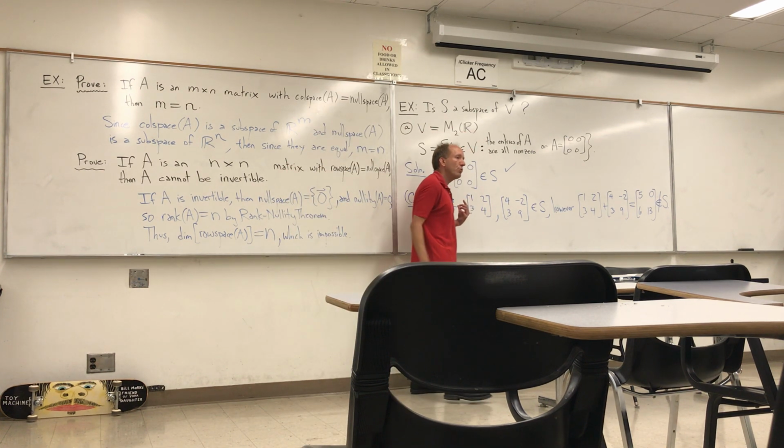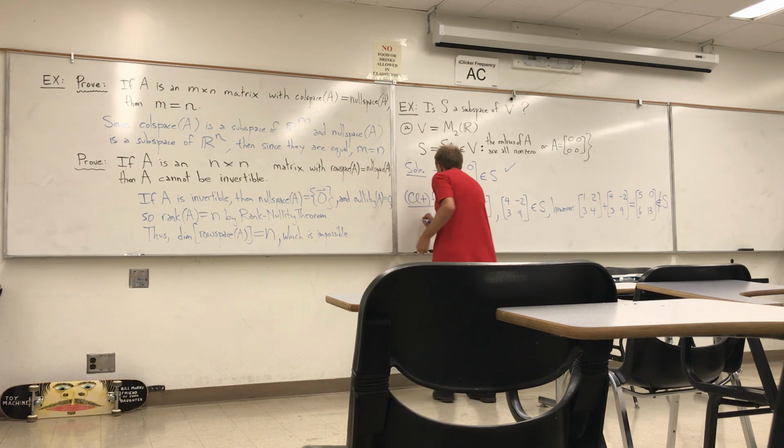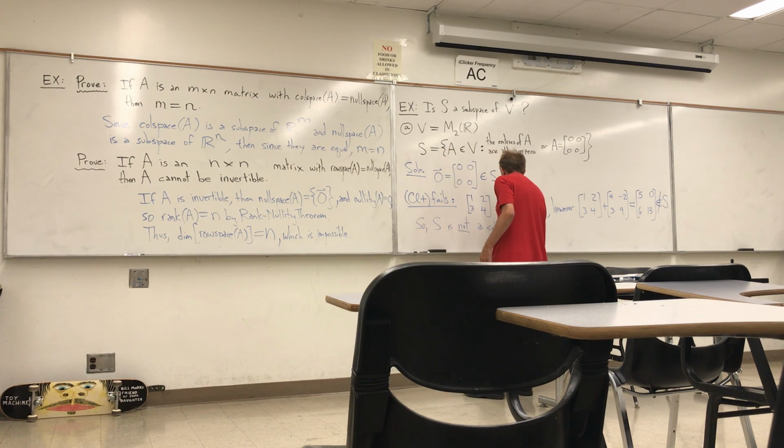Do I need to spend any time thinking about closure under scalar multiplication? I don't have to, right? I already know that S is not a subspace. I already know that S is not a subspace of B. I can stop right there.